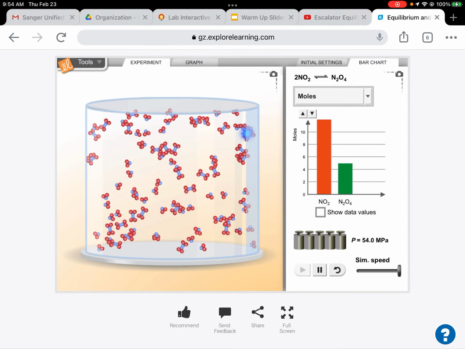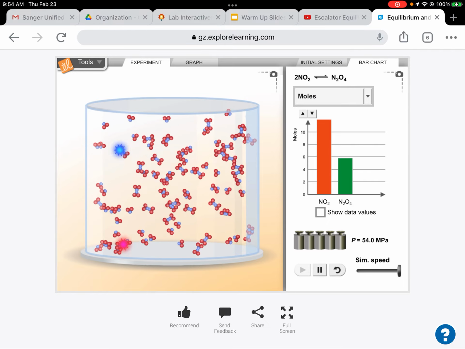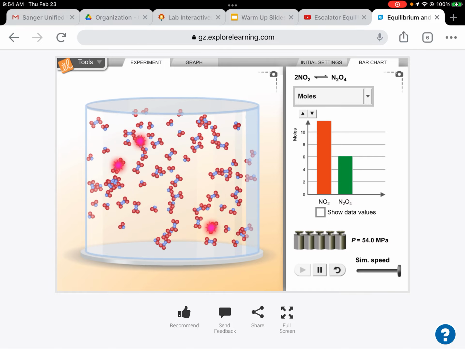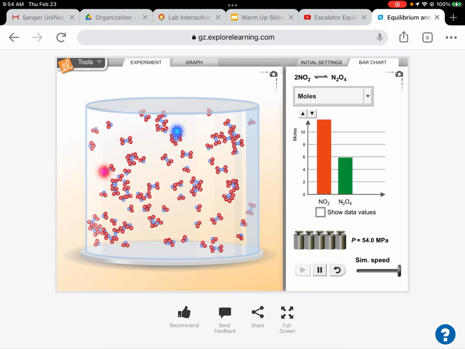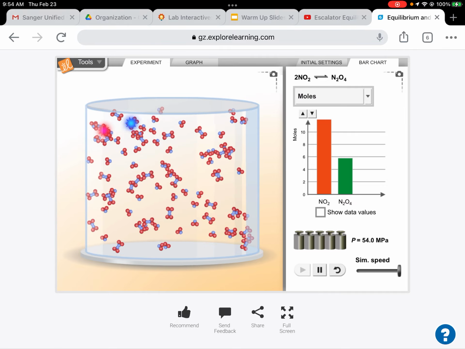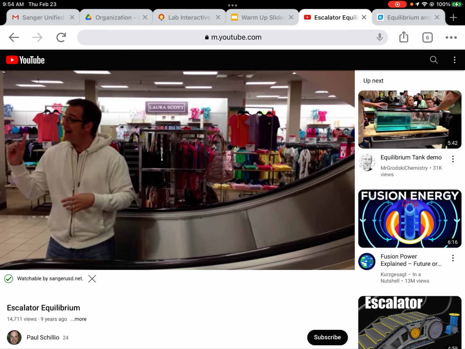If we look at our beaker, though, there's still a lot going on. There's still a lot of reactions going on. There's NO2s combining into N2O4s. There's N2O4s breaking down into NO2s. But they're both doing it at the same speed now, and so the reaction settles, okay? So this is equilibrium. And another example of this that's really good is this video here.